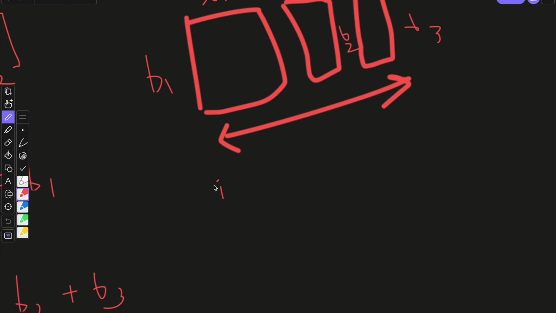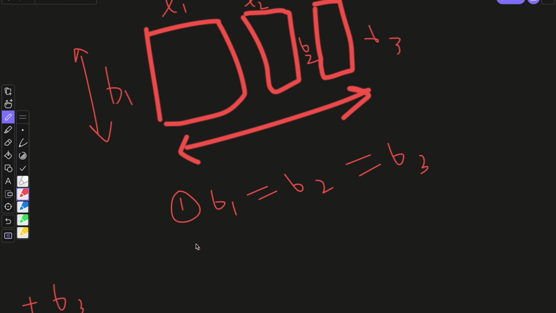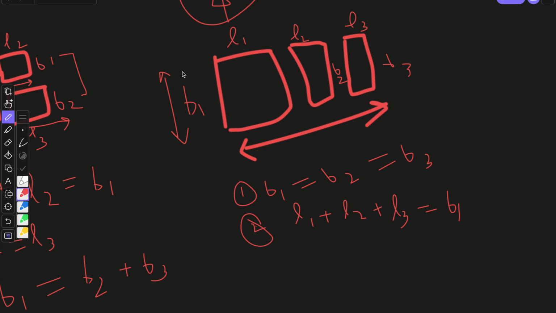So what would be the first condition? B1 must be equal to B2 must be equal to B3. So this is going to be the first side of the square. Second thing is L1 plus L2 plus L3 must be equal to B1. So that would ensure that both of these sides are equal.